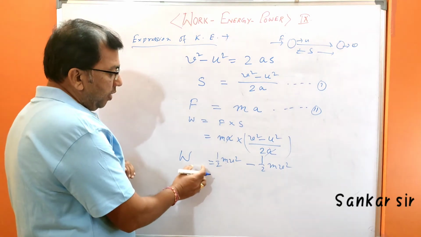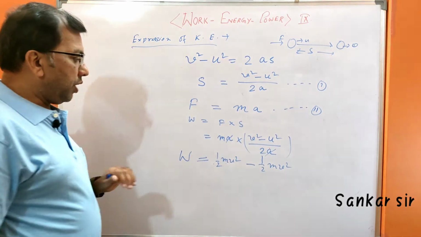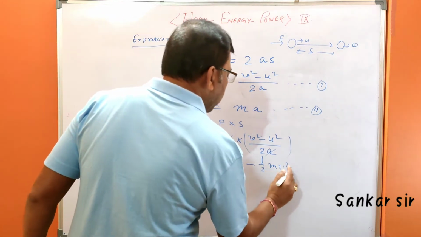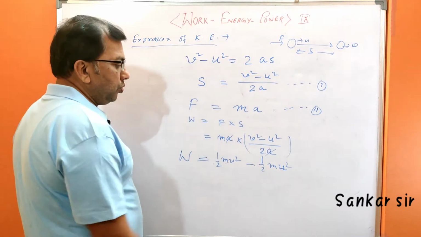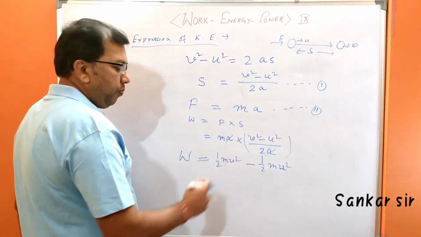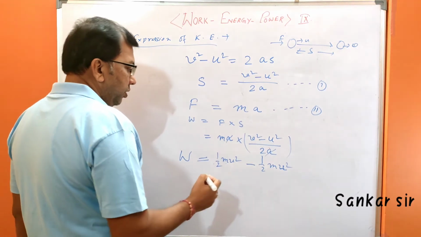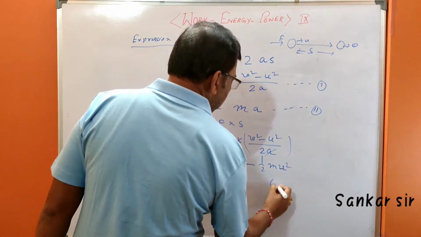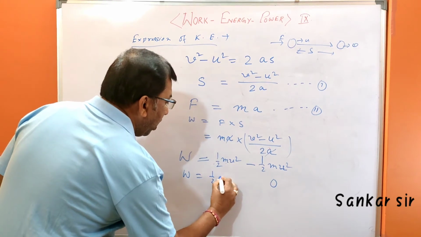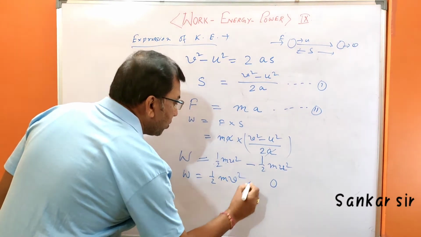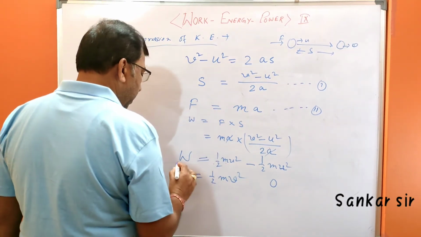This is the work done, half m v square minus half m u square. Sorry, it is u square and u equals to 0. So this part will be 0. So work done equals to half m v square. This is the work done.